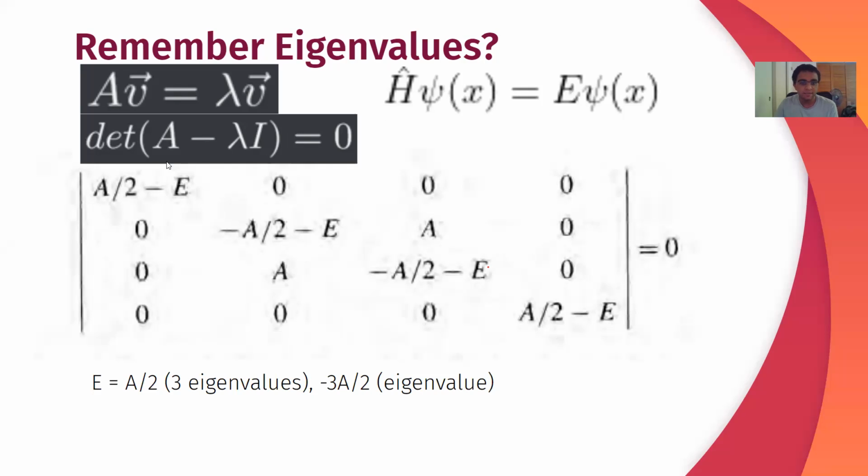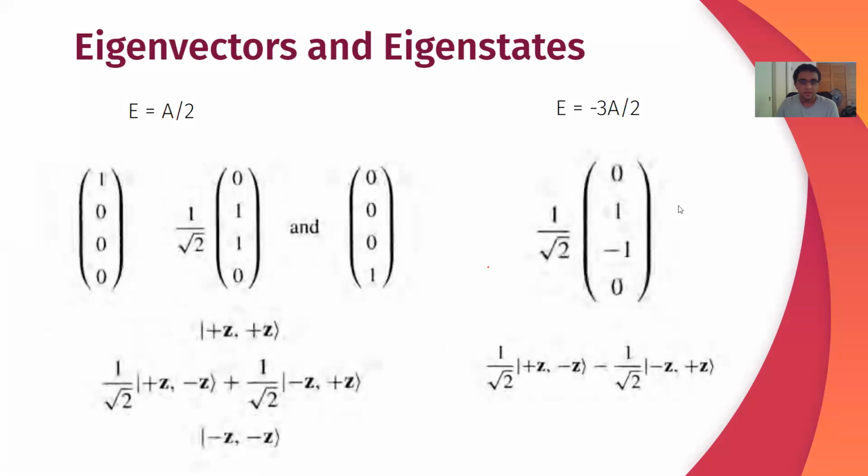Now that we've subtracted our eigenvalue E from each of these diagonal elements of the Hamiltonian, we will now compute the determinant. And using that, we'll get our eigenvalues, which will be E is equal to A over 2 with multiplicity of 3 in the final equation, which makes 3 eigenvalues. And then E is minus 3A over 2, which is an eigenvalue as well.